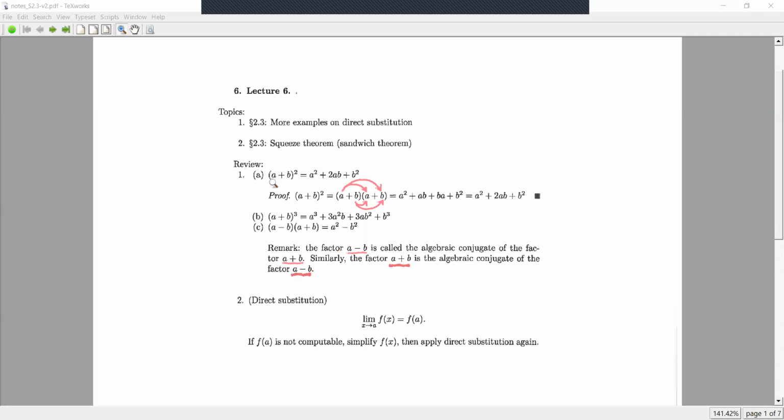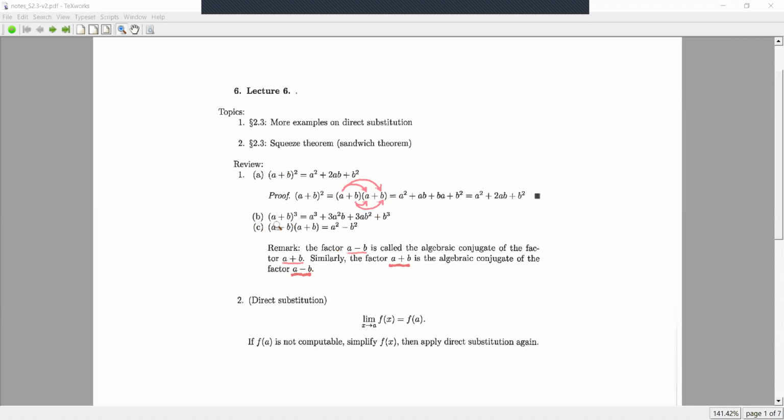Formula A: (a + b)² is equal to a² + 2ab + b². How to see this formula? Write the left-hand side as (a + b) times (a + b). Then expand the product by distribution. Then we have this equation. Combine the middle two terms, then we have this equation. This is the right-hand side of the formula.